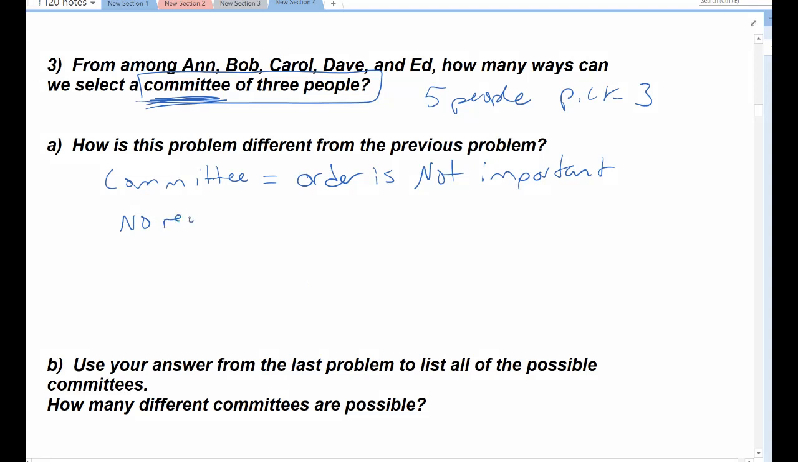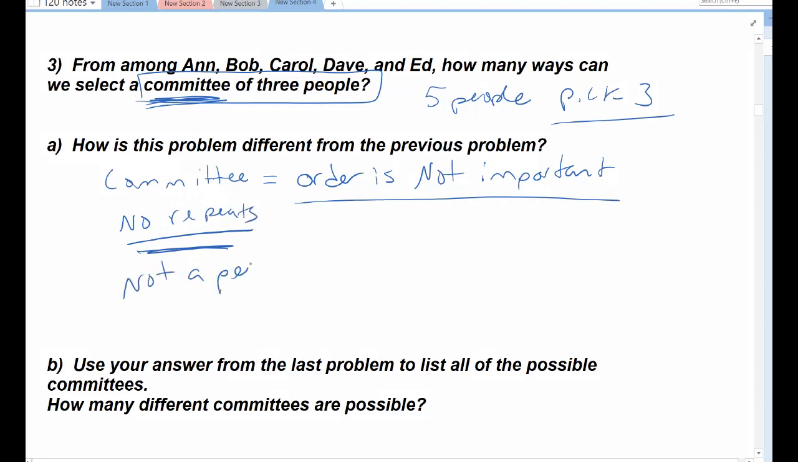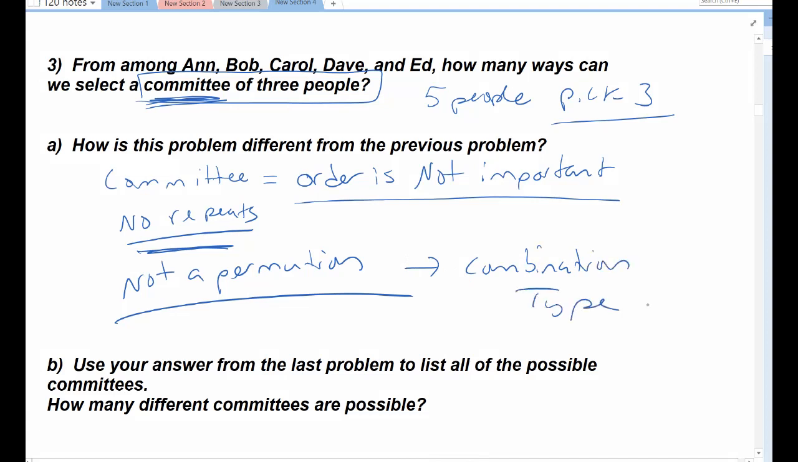We still have no repeats because I want to pick 3 people. If I picked Ann twice and then somebody else, I'd only have 2 people. All right, so no repeats because I have to fill out 3 people. I have to choose a group of 3. All right, so order is not important. There are no repeats. So it's not a permutation. Right? It's something else, which we'll get to in a second. It's the other thing we'll talk about, which is combinations.